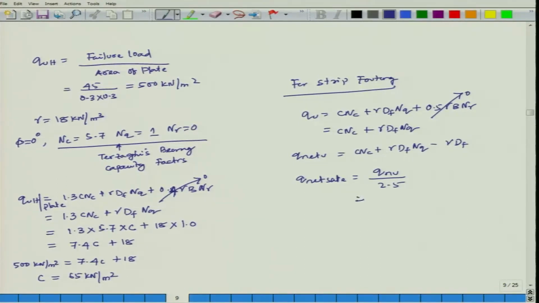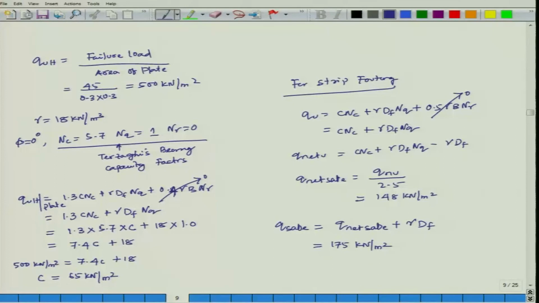So this comes out to be 148 kilonewton per meter square, because you know the c you are getting from the plate load test, the Nc value is 5.7 for phi equal to 0, the Nq value is 1, Df is given as 1.5, and gamma is given. So this comes out to be 148 kilonewton per meter square. So q safe, it is not net safe, q safe is equal to q net safe plus γDf, which is equal to 175 kilonewton per meter square.